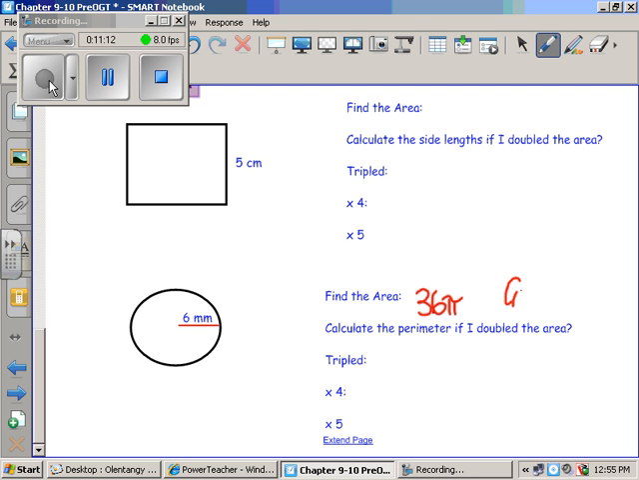How about the perimeter? Although we don't call it perimeter, what do we call it? Circumference, right? What would the circumference be? Anybody remember how to calculate circumference? Pi times diameter. What's the diameter of this circle? 12. So it'd be 12 pi. Okay? If I doubled the area, what would happen to the perimeter? If I doubled the area, so what would the new area be? Is it pi r squared?